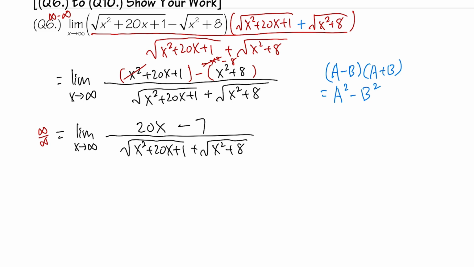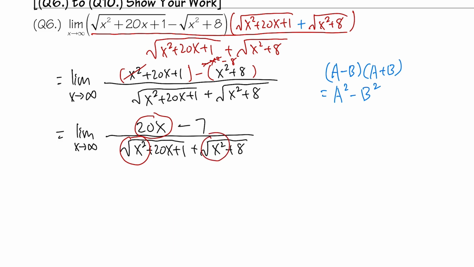All we have to do when we have an infinity over infinity case is care about the highest power of x on the top and the highest power of x on the bottom. On the top, we care about 20x, that's to the first power. On the bottom, we have x squared inside the square root, so we care about this. That's the highest power of x.